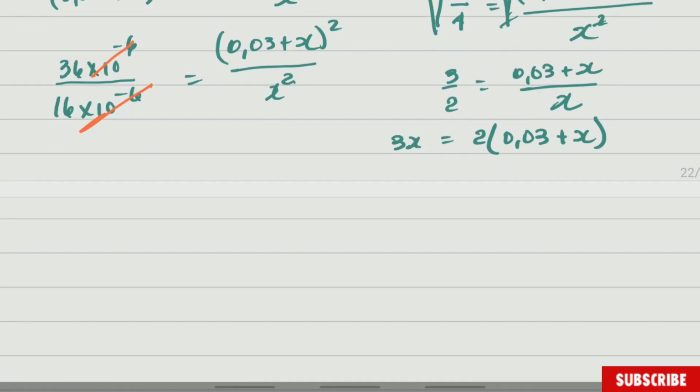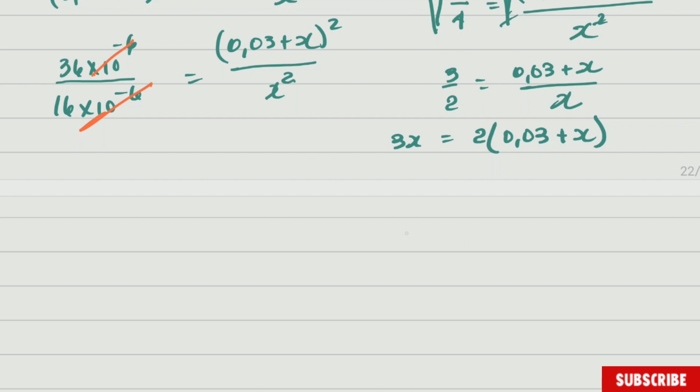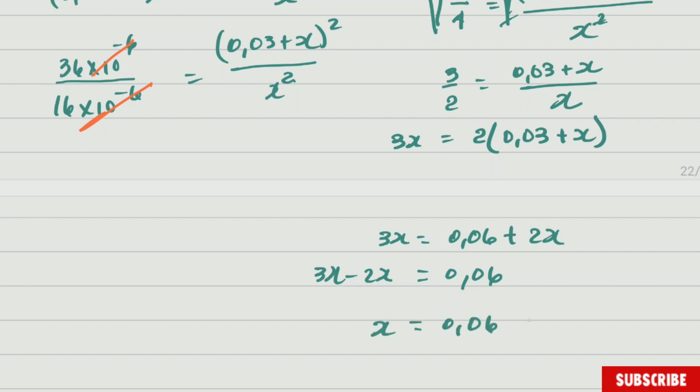Let's go to a new page. So this will be 3X equal to 0,06 plus 2X. When you rearrange this, you will get 3X minus 2X is equal to 0,06. Guys, X will be equal to 0,06 meters. This is the answer to this specific question.